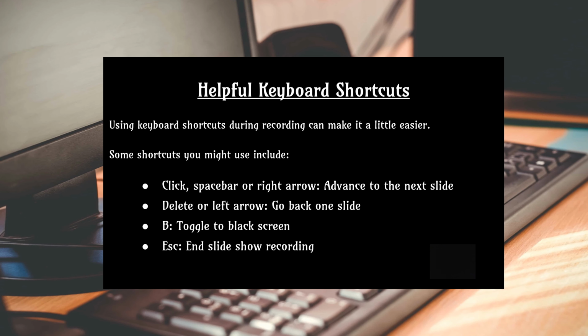Helpful keyboard shortcuts. Using keyboard shortcuts during recording can make it a little bit easier. In order to advance to the next slide, you can click the mouse or hit the spacebar or right arrow on your keyboard. In order to go back one slide, you can hit Delete or the left arrow on the keyboard. To toggle to a black screen, which may be important in presentations, use the B key. You can end the slideshow recording by hitting Escape on your keyboard.